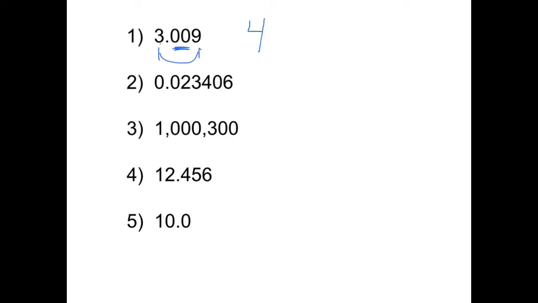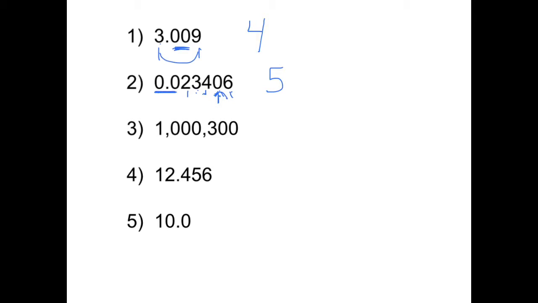In the second one, we have 1, 2, 3, 4 non-zero digits. We do have 1 zero that comes between 2 non-zero digits. So this 0 is significant. We also have 2 leading zeros. These leading zeros are placeholders. They are not significant. So we only have 1, 2, 3, 4, 5 significant digits. This is the significant 0. These 2 zeros are not.